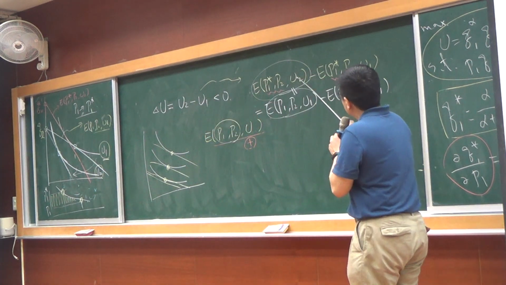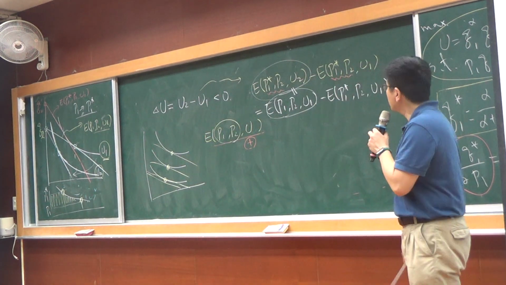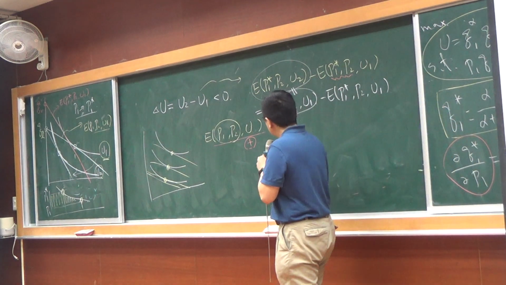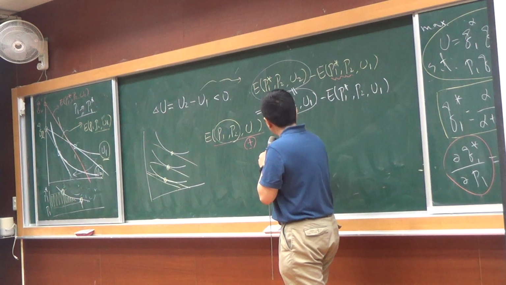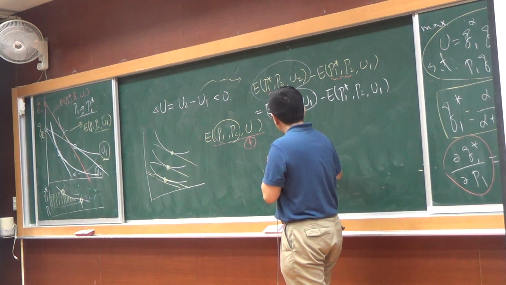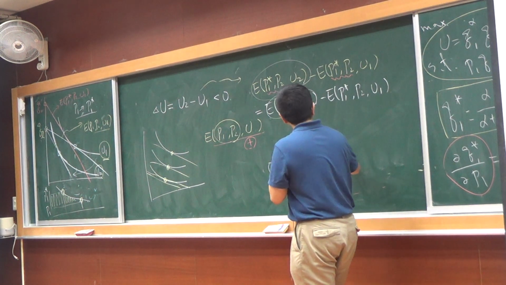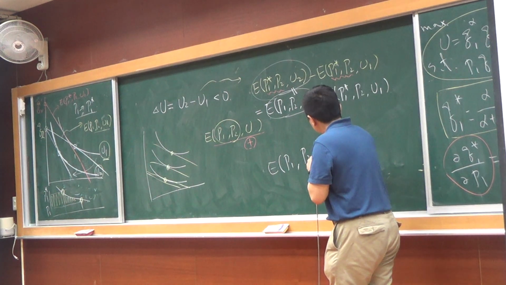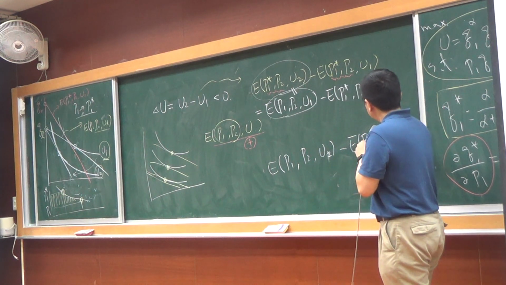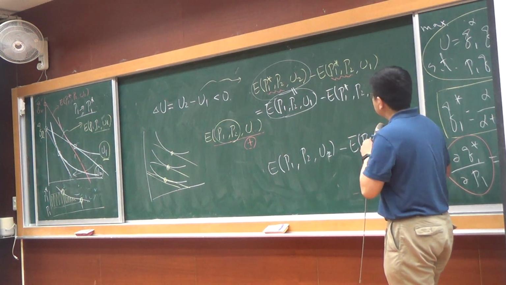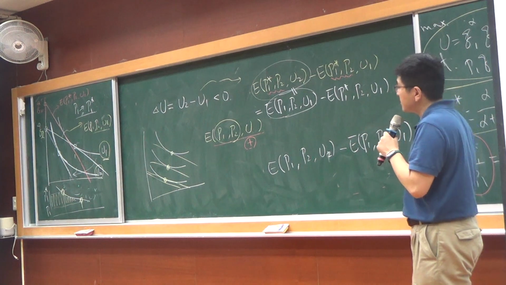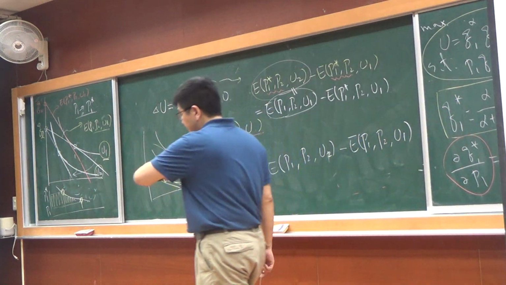So this is one way to measure the utility function. And the other way, we actually may use P1, P2, U2, sorry, P1, P2, U1. We have two ways to measure the difference in utility.